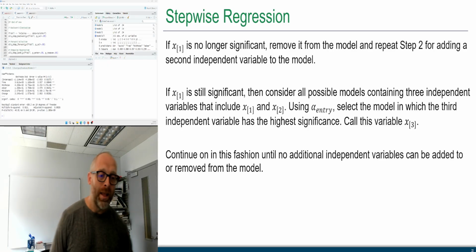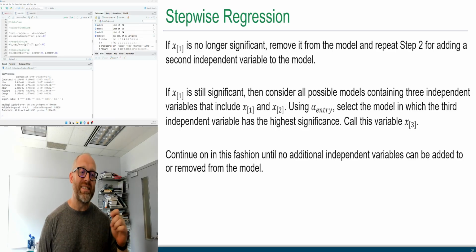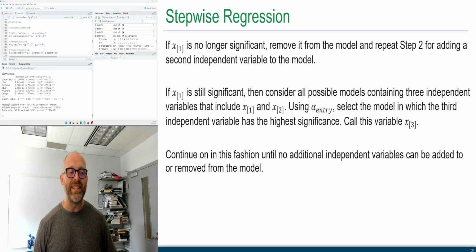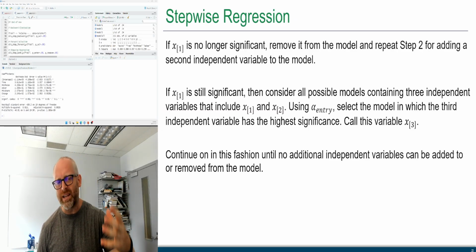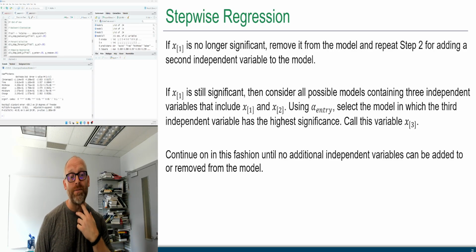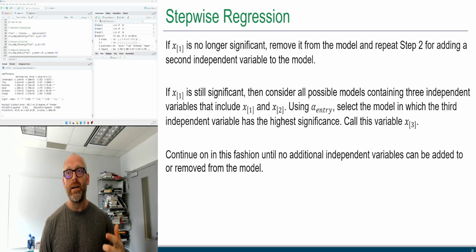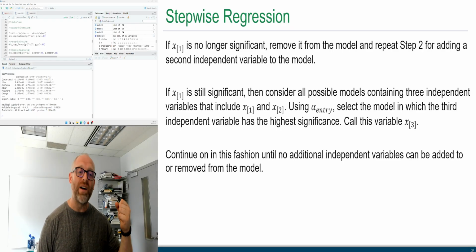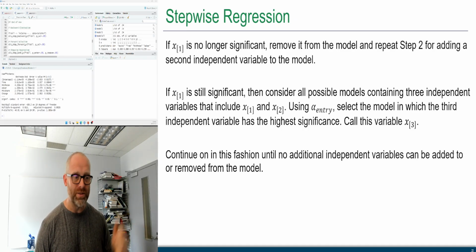That's it, that's all. If x sub 1 is still significant, then consider all models containing 3 independent variables, and so on and so forth. As I say, we just keep repeating this process: add something in, reassess the model, kick something out if need be, and keep reassessing. Now, if multiple things have changed, we're not simultaneously kicking out multiple things. It's only one thing at a time. If a couple of variables no longer meet that threshold, it's going to find the one with the largest p-value, and then out it goes.